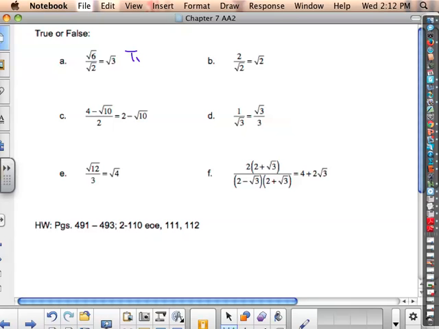A is true when you multiply that denominator by the square root of 2. Actually, we're not going to do that. This one's simple. We're going to rewrite it as 6 over 2. And that's going to be the square root of 3. B is also true. Multiplying that denominator is going to give you 2 root 2 over 2, which becomes root 2. C is false. D is true. E is false.